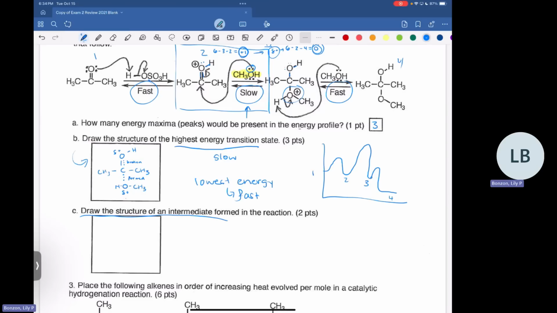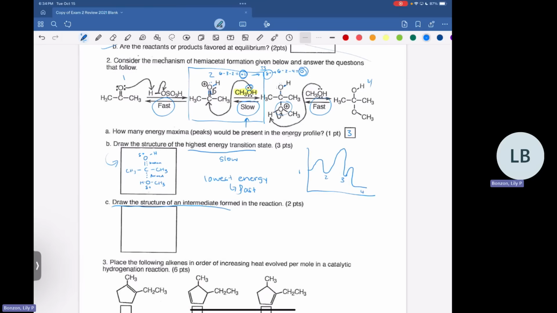So draw the structure of an intermediate. An intermediate is just going to be something that is formed but then is used up in a subsequent step. So it's basically going to be anything that's not the reactant and not the product. So in this case, we have 2 options. We could draw the same one that we drew for the transition state one, or we could draw this one here, because those are both intermediates. So I'm just going to draw the other one just for fun, because we already drew the first one.